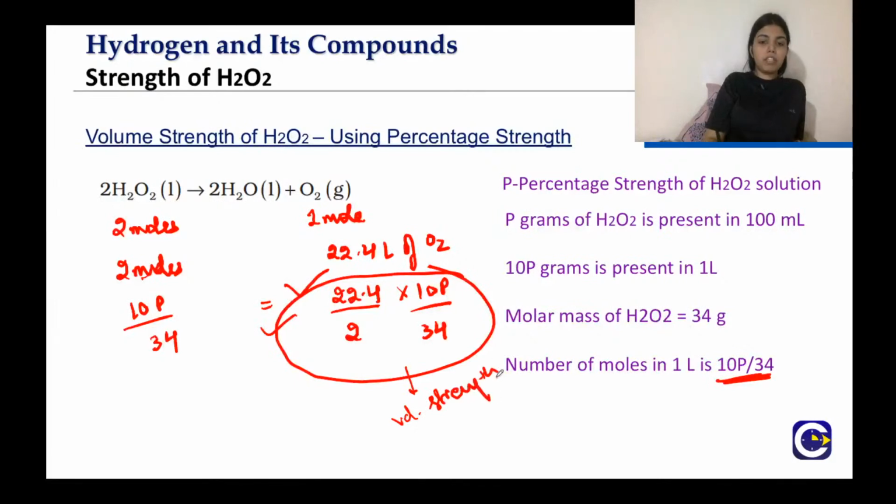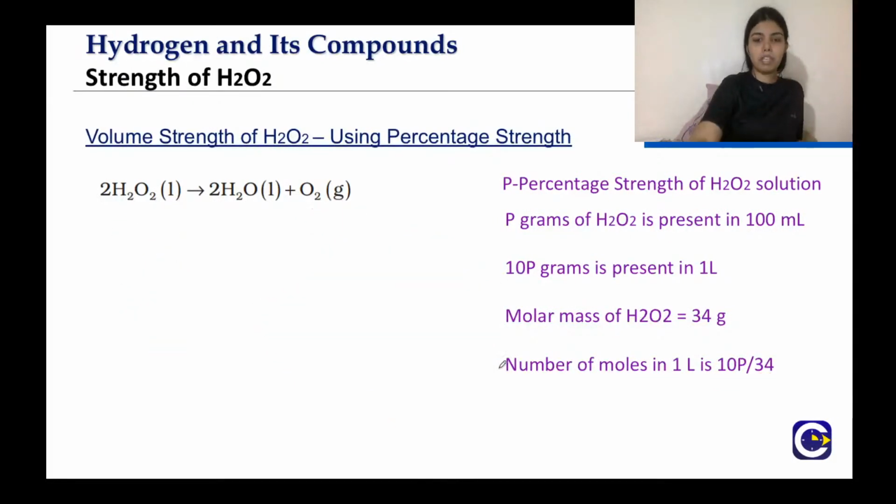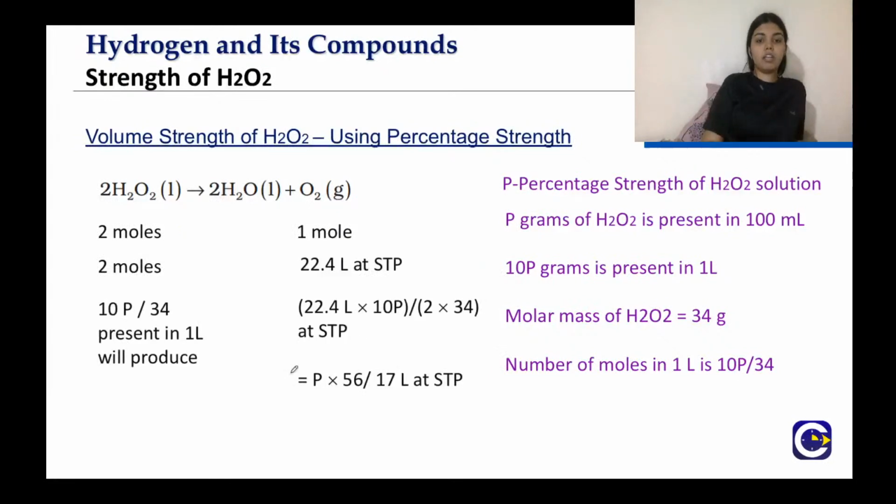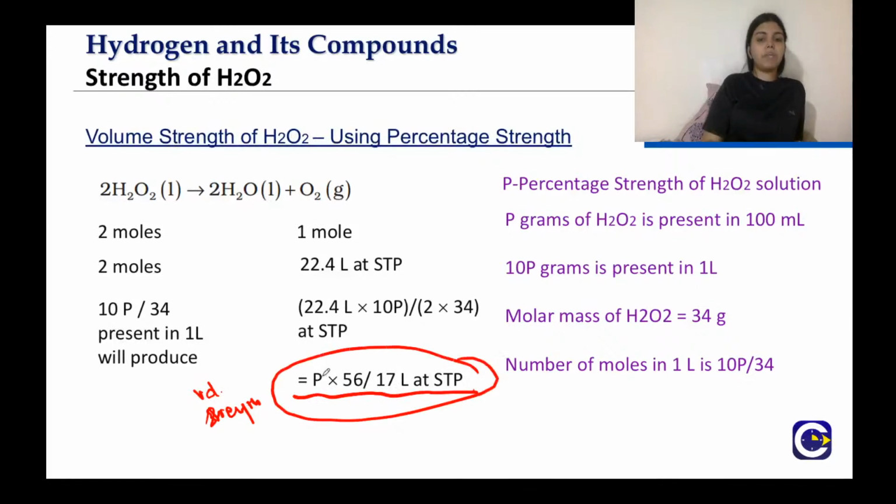Okay, so I'll simplify this formula. On simplifying, you will get that volume strength equals P into 56 by 17 liter at STP, or you can remember it as P into 56 by 17. What is P? P is the percentage strength, 40%, 30%, depending upon the numerical you are solving, right? So volume strength equals percentage strength into 56 divided by 17 at STP. Okay. I hope this much is clear.